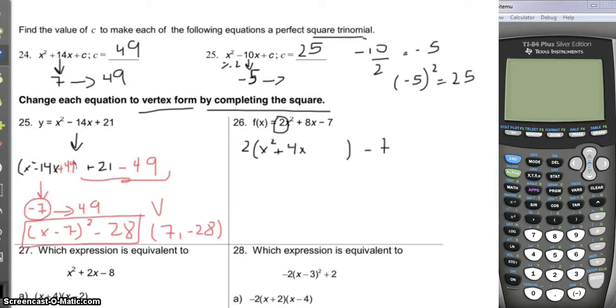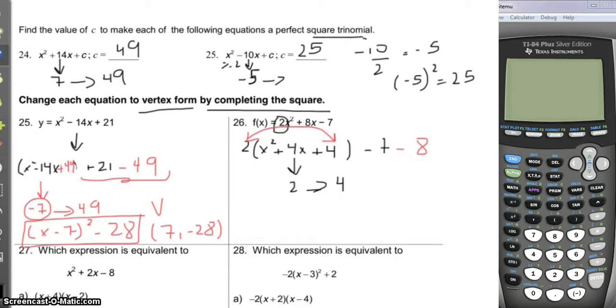Now remember, the middle term you have to divide by 2, so you get a 2. Then you square the 2 and you get a 4. So it means you have to add a 4 on the inside. Now what you need to subtract on the outside is going to be the multiplication of 2 times 4, which is 8. So you subtract an 8.